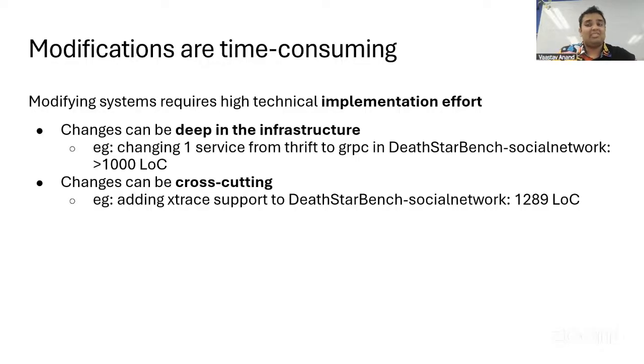Some changes are cross-cutting. For example, a group of researchers needed to modify 1,300 lines of code to add X-ray support to one popular open source microservice system. This effort is further duplicated as these changes often need to be applied in multiple systems. And these modifications are the cornerstone of microservice research.